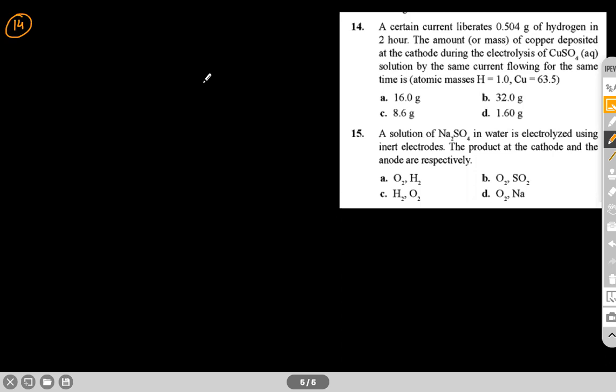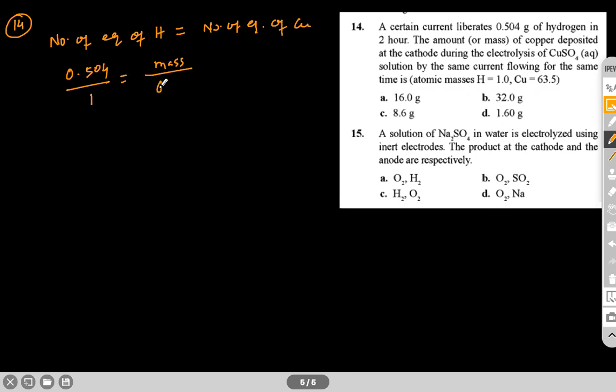Okay, so we know when the same amount of current passes through, equivalents will get deposited, right? So the number of equivalents of hydrogen is equal to the number of equivalents of copper. The number of equivalents of hydrogen is the given mass divided by the equivalent mass of hydrogen. This mass we need to find out, and the equivalent mass of copper is 63.5 divided by 2 because the n factor is 2.